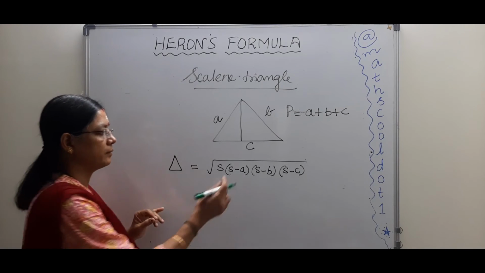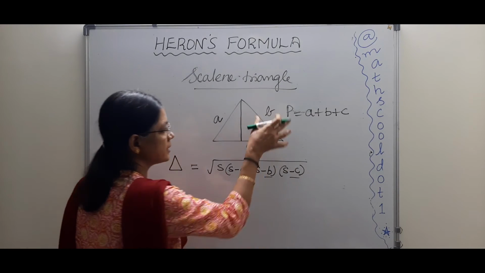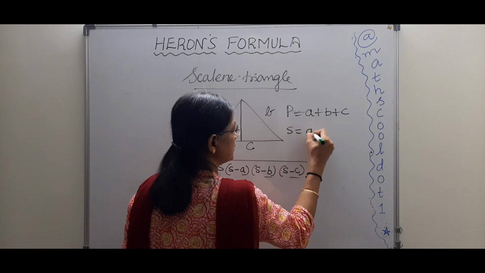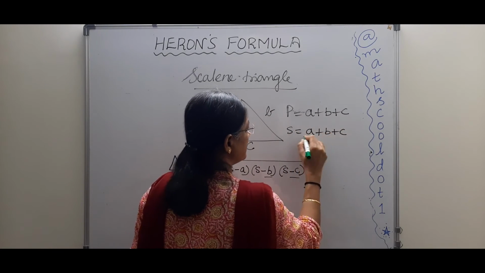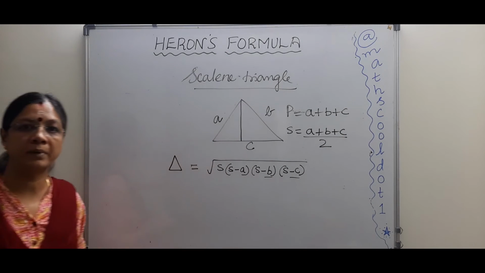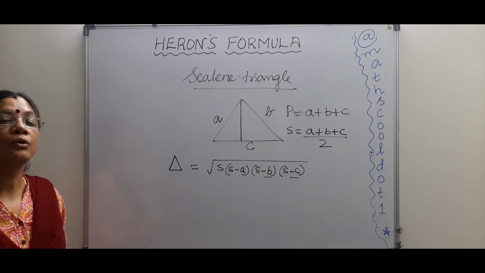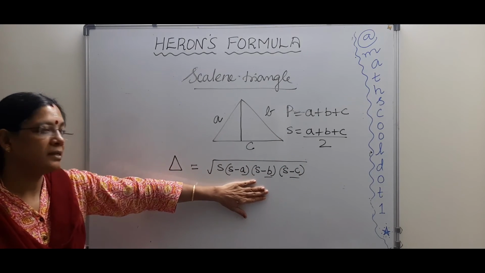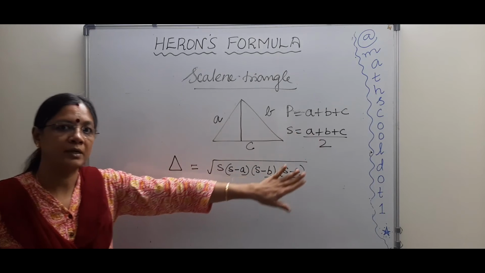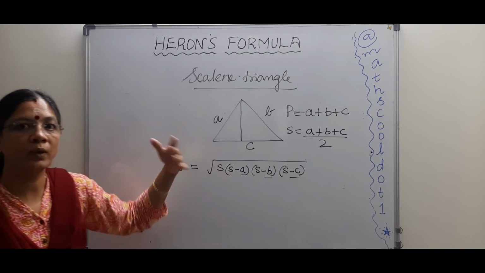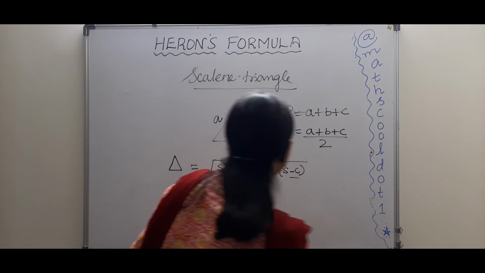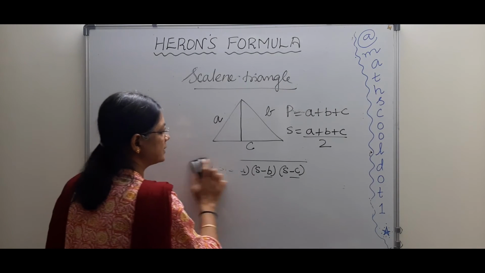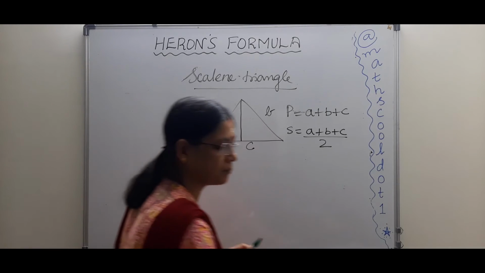Now what is S here? We know A, B and C are the sides of the triangle, right? So what is S? S is called the semi-perimeter of the triangle. What is semi-perimeter? Half of the perimeter, A plus B plus C by 2. You find out the semi-perimeter first, then apply it in the formula, and you get the area of the triangle directly. This is very easy, and we'll check it with an example.